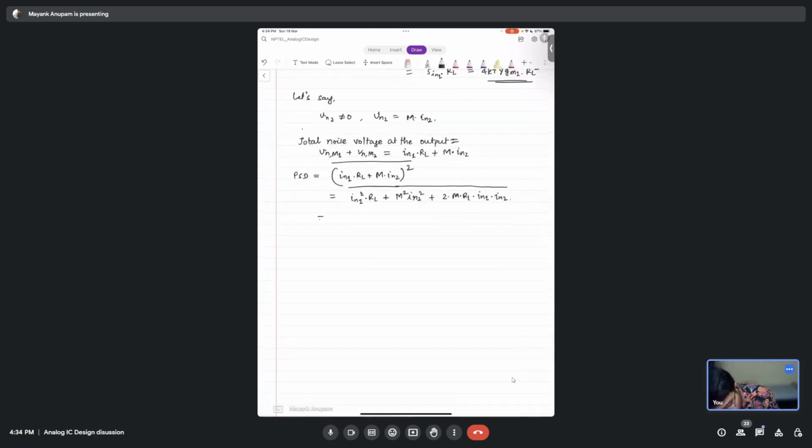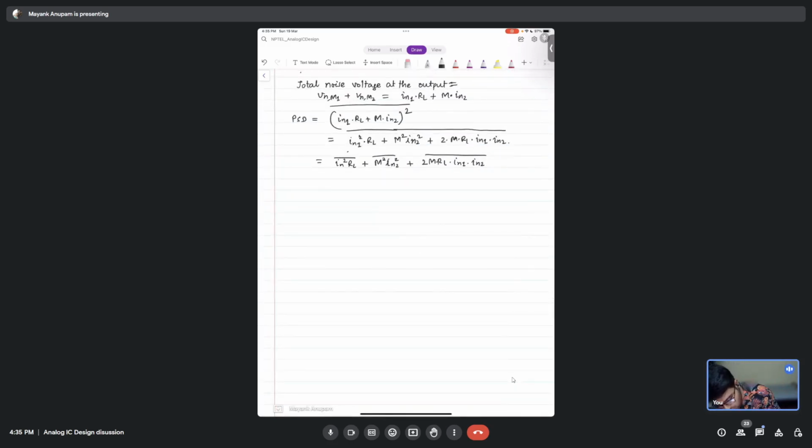Yeah. So now tell me, you have heard it, you must have seen it in some statistics class. What is the mean of a sum of different variables? This is actually equal to mean of individual items, right? Actually equal to mean of this plus mean of this plus 2m times RL times in1 times in2 for the whole mean, right? This is what it is.